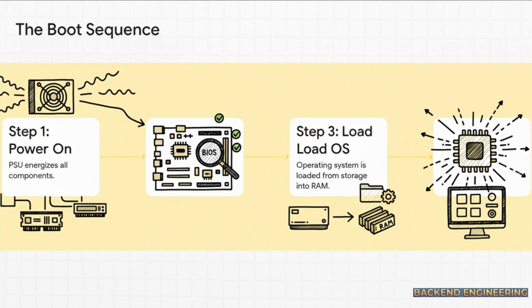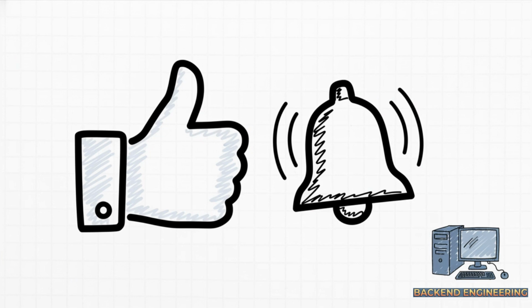So our virtual build is done. Let's hit that power button and see what happens. First, the PSU sends power to everything. Then, the motherboard's firmware runs a quick power-on self-test to make sure all the hardware is working. If everything checks out, it finds the operating system on your storage drive and loads it into RAM. And finally, the CPU takes over, starts executing instructions, and your desktop appears. It's alive!